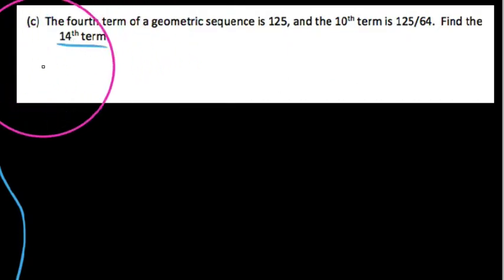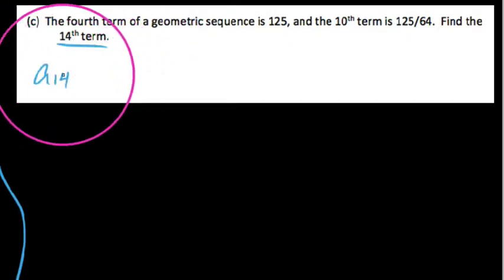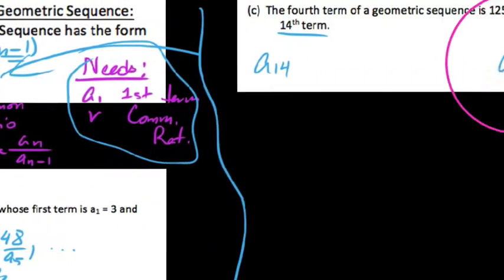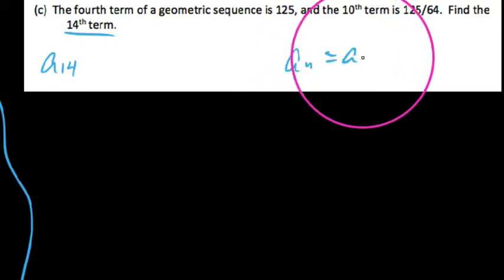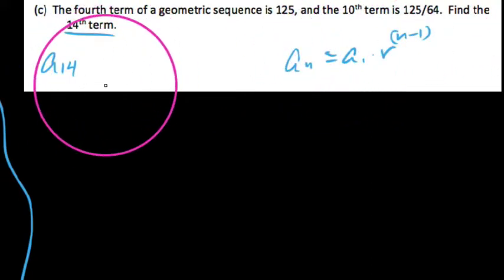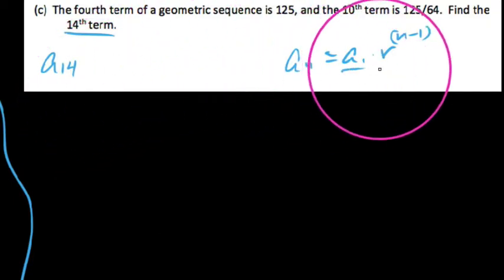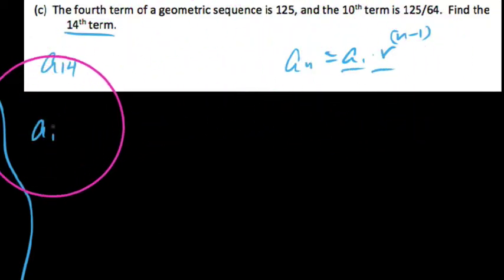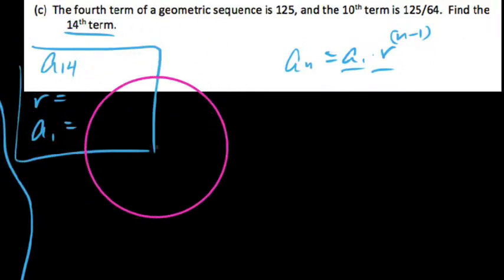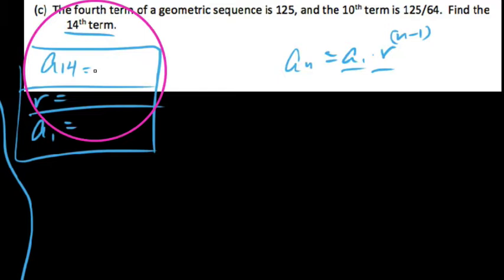Now what I can tell you is this: I would love to find the 14th term, but I would sort of need a rule. If I had a rule for the nth term of this geometric sequence, a1 times r to the n minus 1, I could find the 14th term. So could I write this rule? Well, I'm going to need to know a1 and I need to know r. Those are the things I need to know, and am I told either of them?